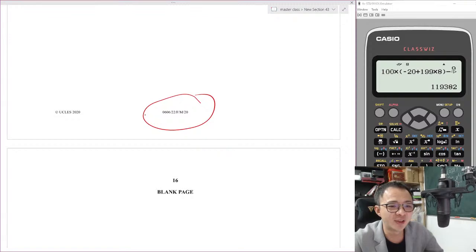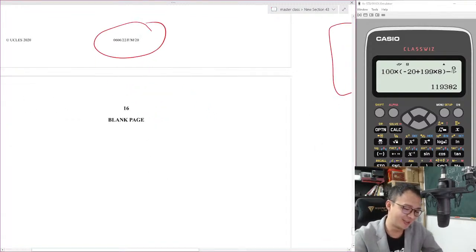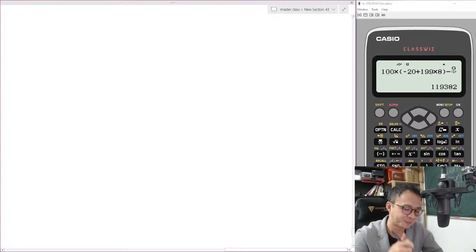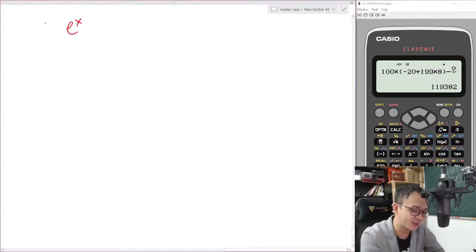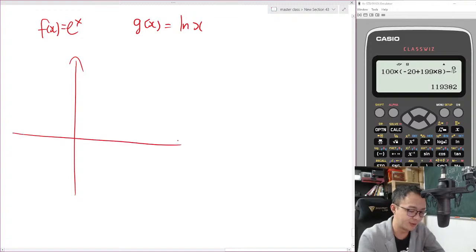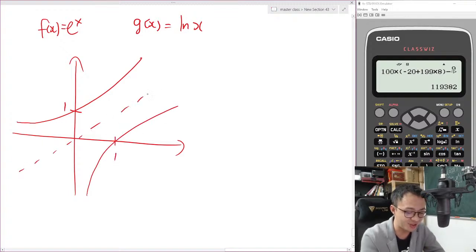Can we revise exponent and ln graph? Yes, actually I revised a little bit. Okay, just do a quick one. For e^x, don't use y because it comes out in the function topic. f(x) equals e^x, g(x) equals ln x. The graphs both pass through 1 here and here, and they are reflections of each other in the line y equals x. This one is e^x, this one is ln x.